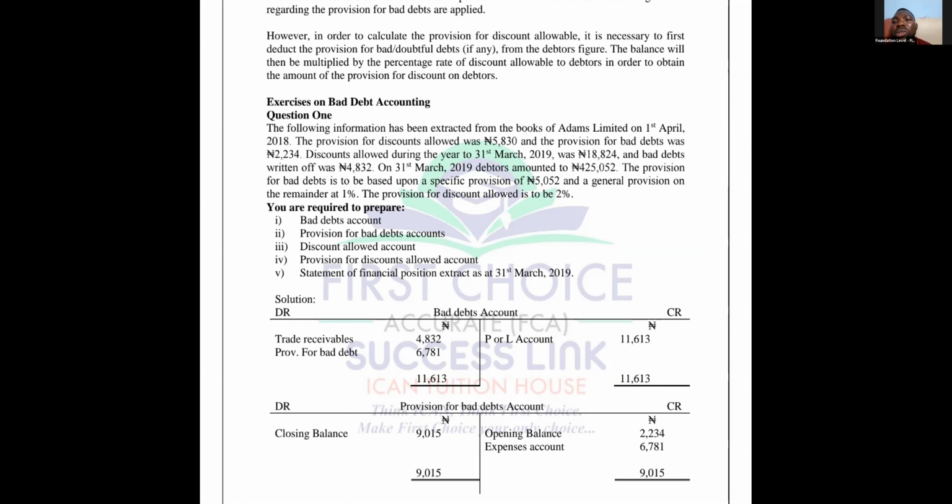Now they told us that the provision for bad debt is to be based upon a specific provision of 5,052 and a general provision on the remainder. So they are giving us two different types of provision. A provision that is fixed at 5,052, and they are also asking that there will be 1% on the remainder, and that is the allowance for bad debt.